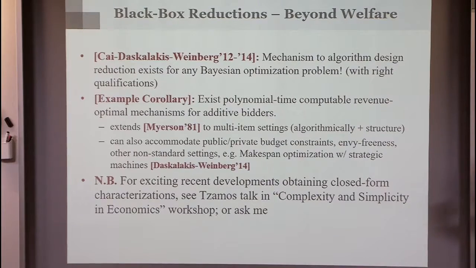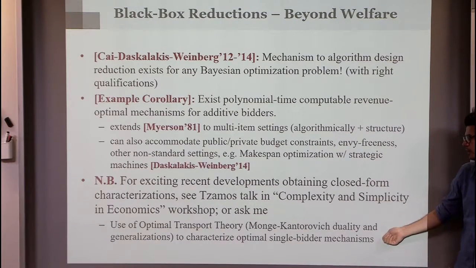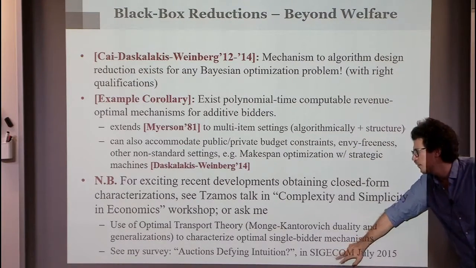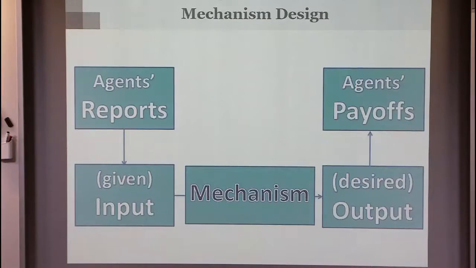But before I present this result, let me give a pointer to the talk of Christos Jamos in the Complexity and Simplicity workshop, where he's going to talk about how you can use optimal transport theory to characterize the structure of the optimal auction even better, tighter. Or you can see a survey I wrote for the past SIGecom Exchanges volume. In any event, let me give you the flavor of this reduction.